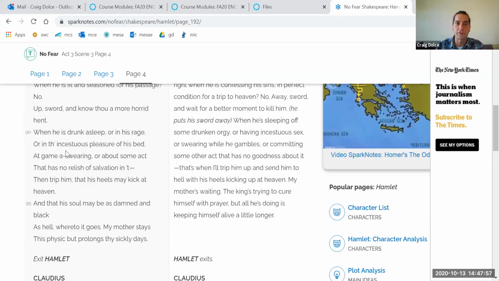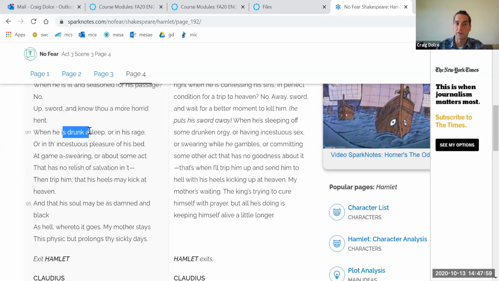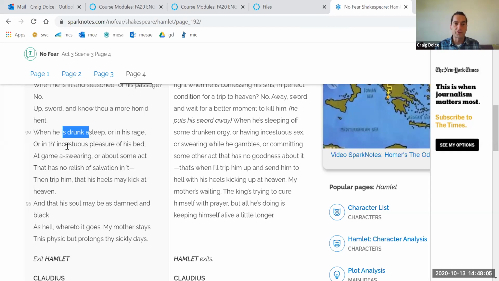Look at all these hidden assumptions. You're going to get a chance to do it when he's drunk asleep, when he's raging, when he's in the incestuous pleasure of his bed. Again, I think he's already got too much of an interest in his mom's romantic life.